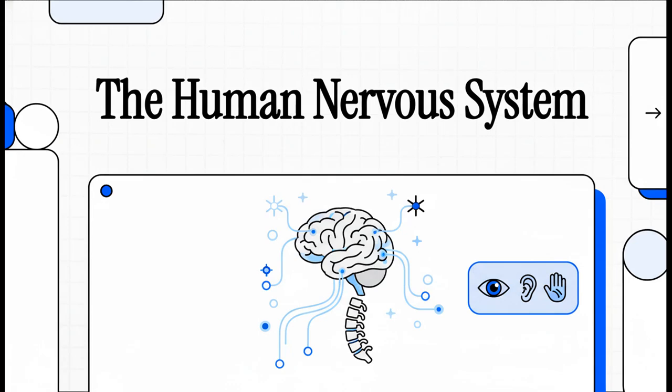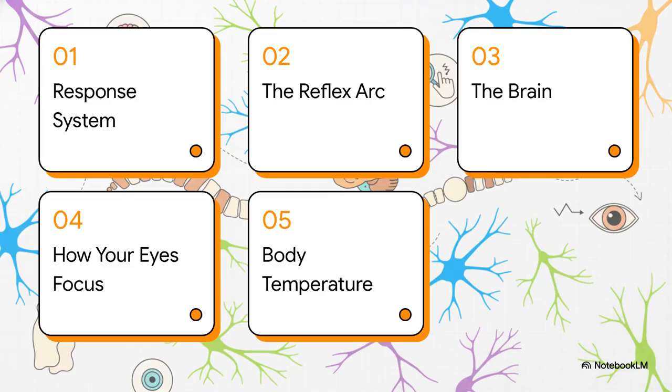All right, let's get straight into it. We're diving deep into one of the coolest topics in GCSE biology, the human nervous system. This is your complete revision guide for the AQA 4.5.2 spec, and we're going to make sure you're totally prepped for your exams. So here's our game plan.